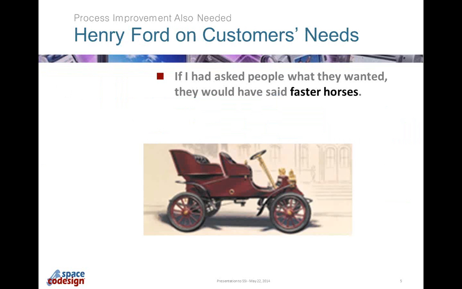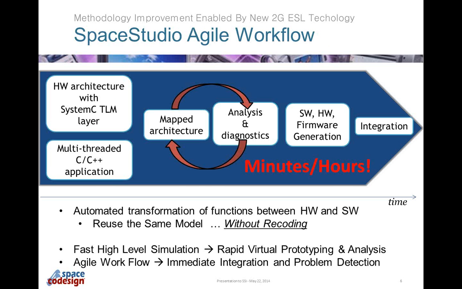Space Codesign supports simultaneous development of hardware and software. This hardware-software co-design approach is supported by automation to retarget the same functions in your embedded application for hardware or software without recoding. This enables an agile design flow as you rapidly determine the hardware-software partitioning that is optimal for your quality of results, QoR, goals: performance, power, size, etc. Integration is immediate, and problem detection happens early in your engineering work.